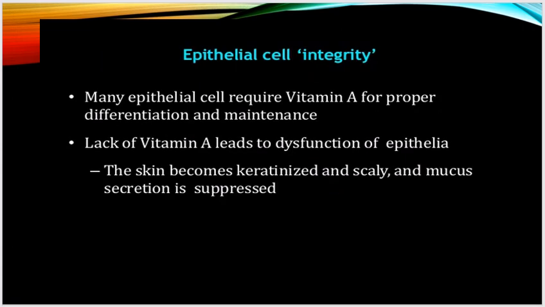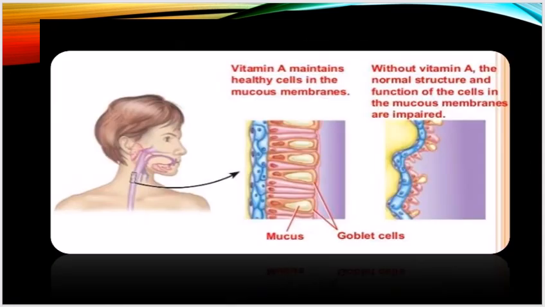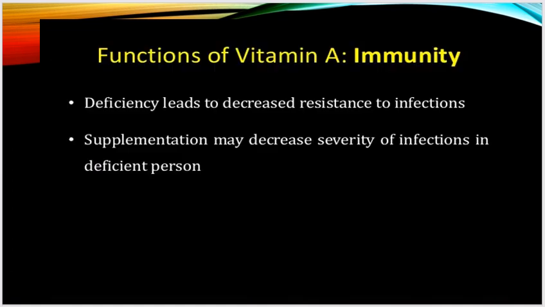Regarding epithelial cell integrity, many epithelial cells require vitamin A for proper differentiation and maintenance. The lack of vitamin A leads to dysfunction of the epithelium. The skin becomes keratinized and scaly, and mucus secretions are suppressed in the deficiency of vitamin A. The diagram shows that vitamin A maintains healthy cells in the mucous membrane, and without vitamin A, or in deficiency, the normal structure and functions of the cells in the mucous membrane are impaired.